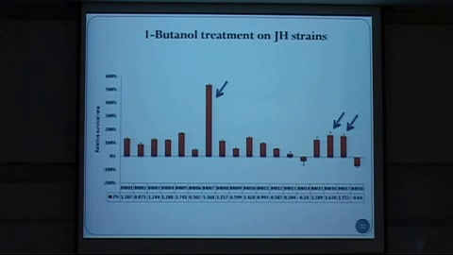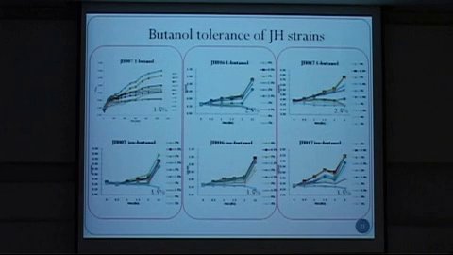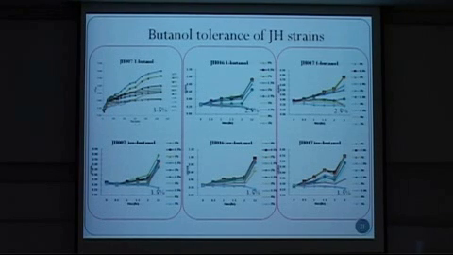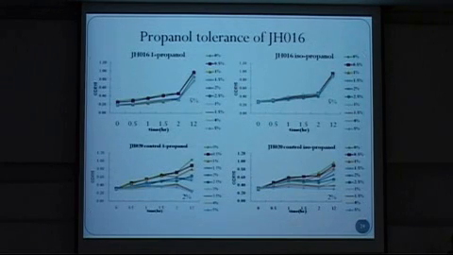In the JH strains, we test the butanol tolerance on each one and find there are 3 strains showed high tolerance to 1-butanol. Also, we test how much butanol they can tolerate. We found that in these 3 strains, they can tolerate 2.5% to 5% of 1-butanol and 3.5% of isobutanol. Also, there is 1 strain that can tolerate 1-propanol and isopropanol, different kinds of alcohols, compared to the control strain, which tolerates only 2% of propanols.